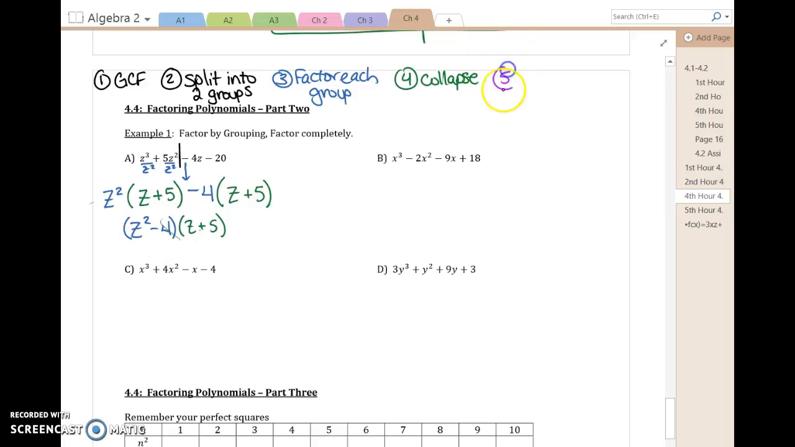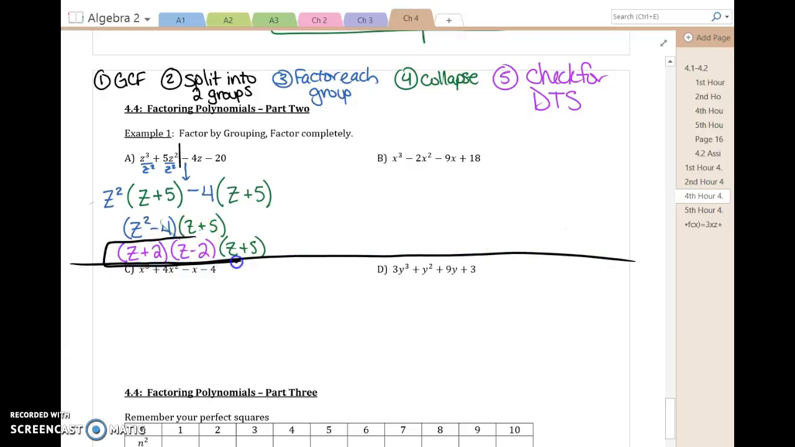So your last step is to check for difference of 2 squares, DTS. The difference of 2 squares is when you have a perfect square minus a perfect square. So z squared is the perfect square of z, and 4 is the perfect square of 2, so that factors into z plus 2 times z minus 2, and then we still have the z plus 5. And that is your final answer.